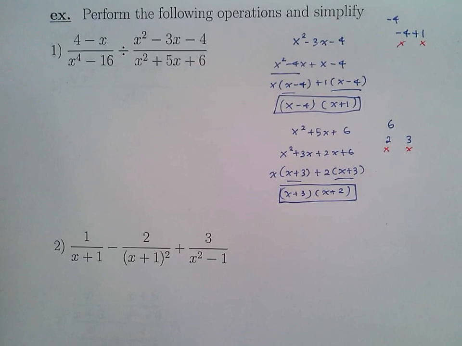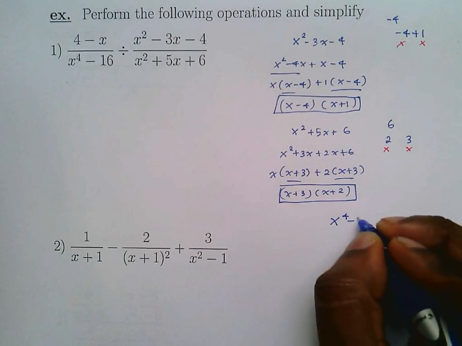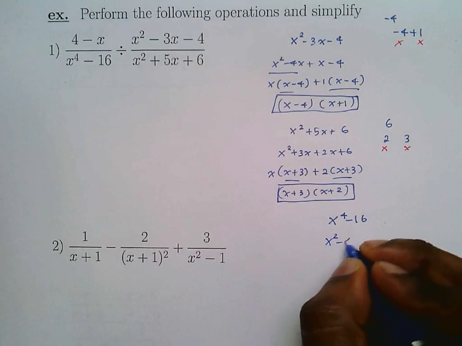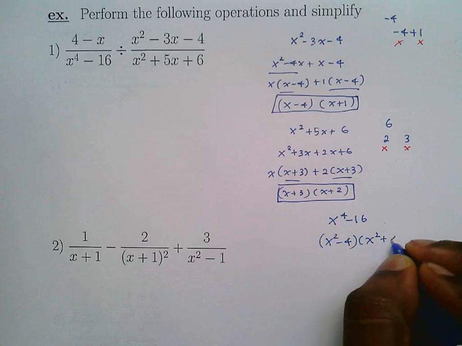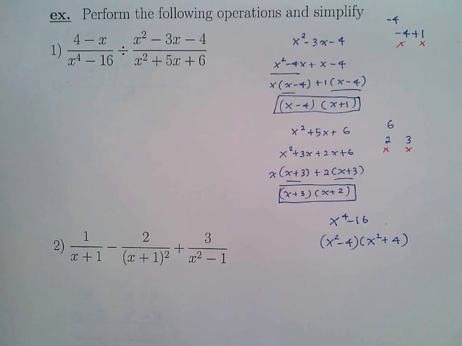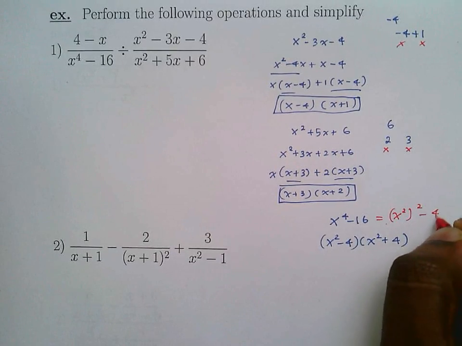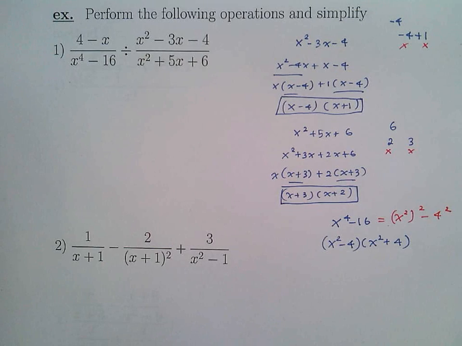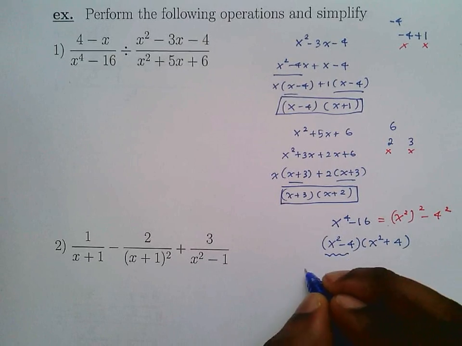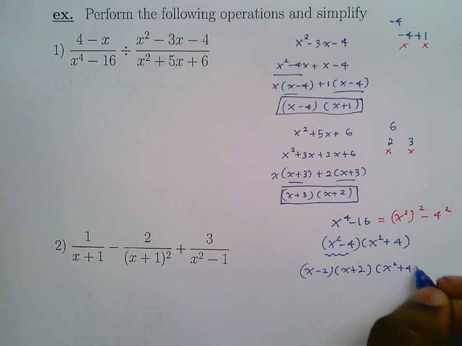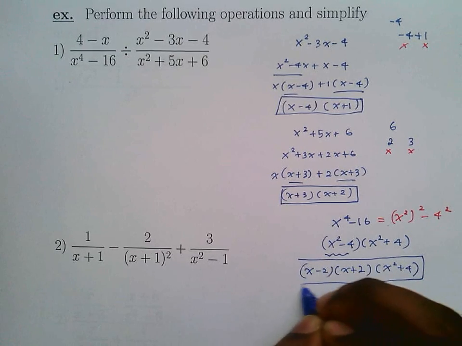And lastly, factor x to the power 4 minus 16. Now we learned factoring in the previous lesson, so you can see that this is a difference of two squares, and that would be x squared minus 4 times x squared plus 4. Because this is the difference of two squares, x squared squared minus 4 squared, and use the formula a minus b times a plus b. And again, this can be factored as x minus 2, x plus 2, and then x squared plus 4. And that would be the complete factorization of that.